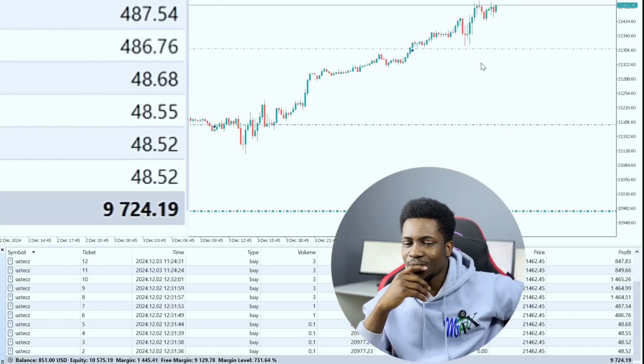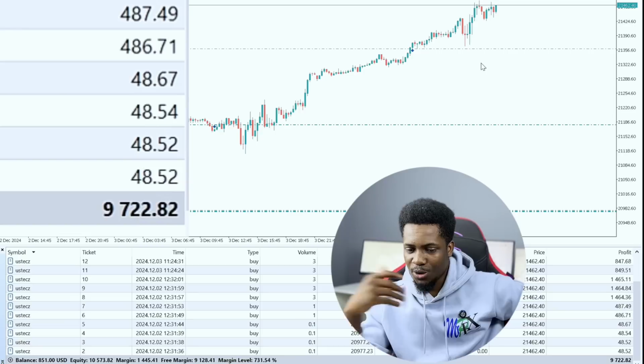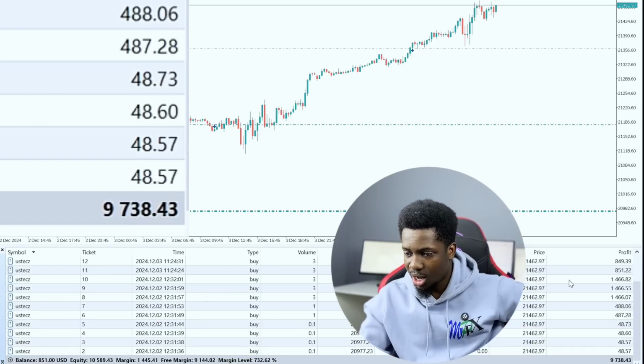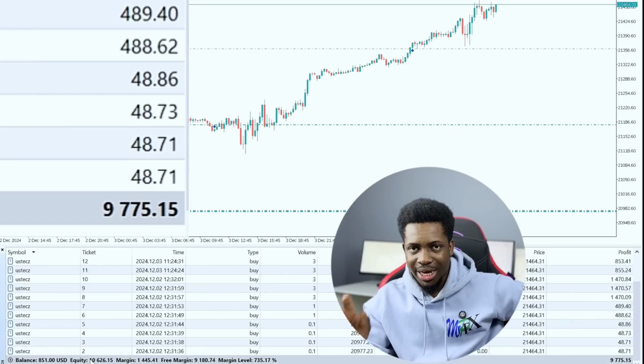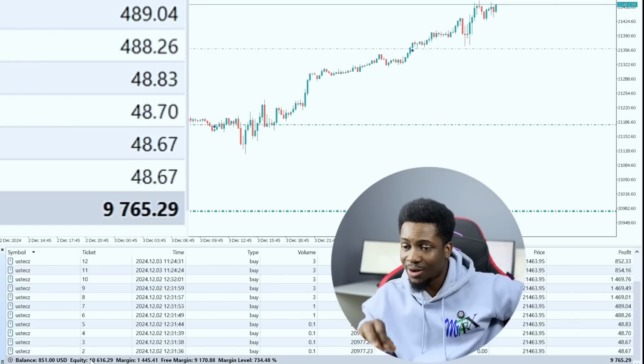But for now, guys, on this particular account, I just want to zoom up because, guys, this is actually cool. We're running almost 10k on this particular account, and that's just over 10,000 bucks of equity that we're having currently.